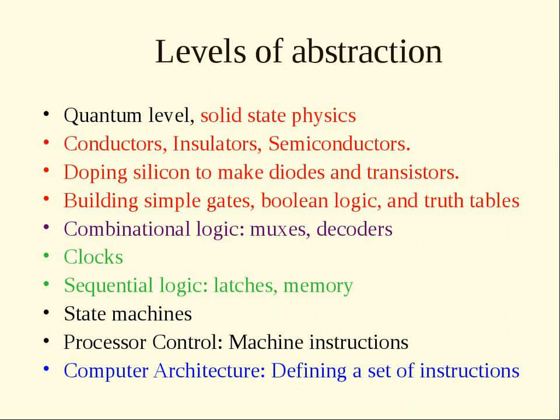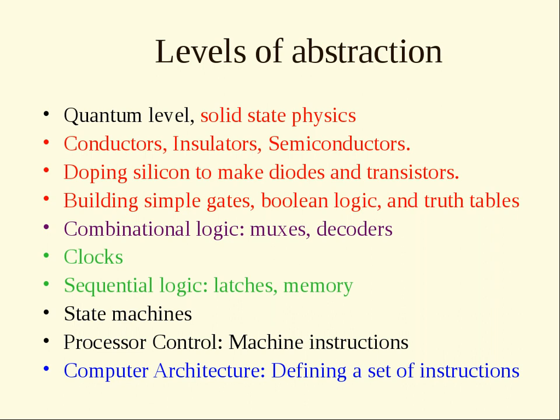All right, levels of abstraction, different ways to think of it. At the very basic, we think of the quantum level or solid state physics. How do electrons and atoms work? Next we create conductors and insulators and semiconductors from our quantum physics. How do we dope silicon to make diodes and transistors from our insulators, conductors, and semiconductors? How do we build gates, logic, and truth tables from our diodes and transistors? How do we make our computational logic, aka muxers and decoders? If you don't understand what these words are, that's fine. I'm just trying to help you understand there's tons of layers.